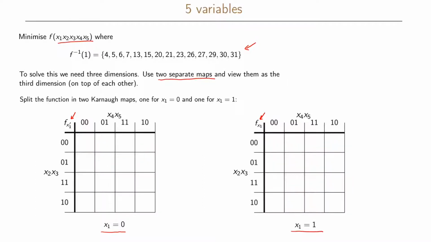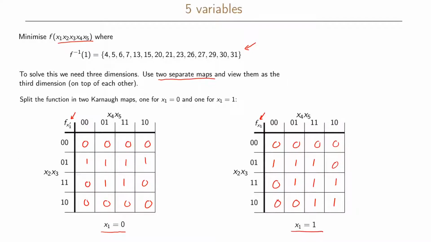Using this we can fill out our Karnaugh maps. We have 1s at 4, 5, 6, and 7, and we also have 1s at 13 and 15. Then we have 20, 21, and 23, 26 and 27, 29, 30, and 31. And then the rest of the entries will be zeros. We can fill these out as only zeros: 0 here, here, here, here, here, here, here, and here.